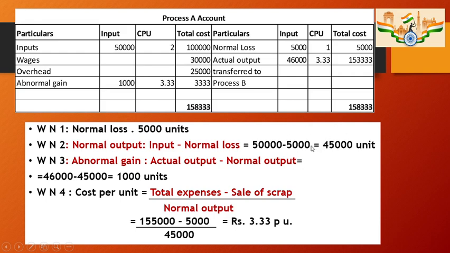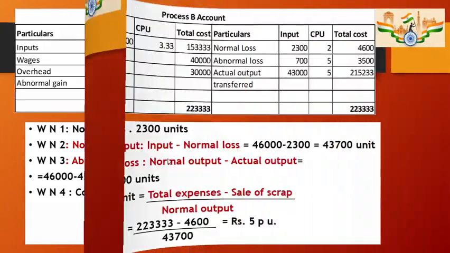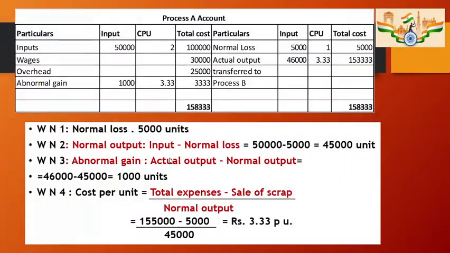ಇಷ್ಟು ನಾರ್ಮಲ್ ಔಟ್ಪುಟ್ ಬರಬೇಕಾಗಿತ್ತು. ಆದರೆ ನಾರ್ಮಲ್ ಔಟ್ಪುಟ್ ಬಂದಿದ್ದು ಎಷ್ಟಿದೆ 46,000 ಯೂನಿಟ್ಸ್ ಇದೆ. ಅದಕ್ಕೆ ನಾವೇನು ಮಾಡಿದ್ವಿ, ಇಲ್ಲಿ ಯು ಹ್ಯಾವ್ ಟು ಕ್ಯಾಲ್ಕುಲೇಟ್ ದ ಅಬ್ನಾರ್ಮಲ್ ಗೇನ್. ಸೊ ದೇರ್ ವಾಸ್ ಅ ಗೇನ್, 45,000 ಆಗಬೇಕಾಗಿತ್ತು ನಾರ್ಮಲ್ ಲಾಸ್ ಮೈನಸ್ ಮಾಡಿದ ನಂತರ. ಆದರೆ ನಮ್ಗೆ ಆ್ಯಕ್ಚುಲ್ ಪ್ರೊಡಕ್ಷನ್ 46,000 ಆಗೈತಿ. ಸೊ ದಟ್ಸ್ ವೈ ವಿ ಕ್ಯಾಲ್ಕುಲೇಟೆಡ್ ದಿ ಅಬ್ನಾರ್ಮಲ್ ಗೇನ್. Abnormal gain is equal to actual output minus normal output. 46,000 minus 45,000 equals 1,000 units.